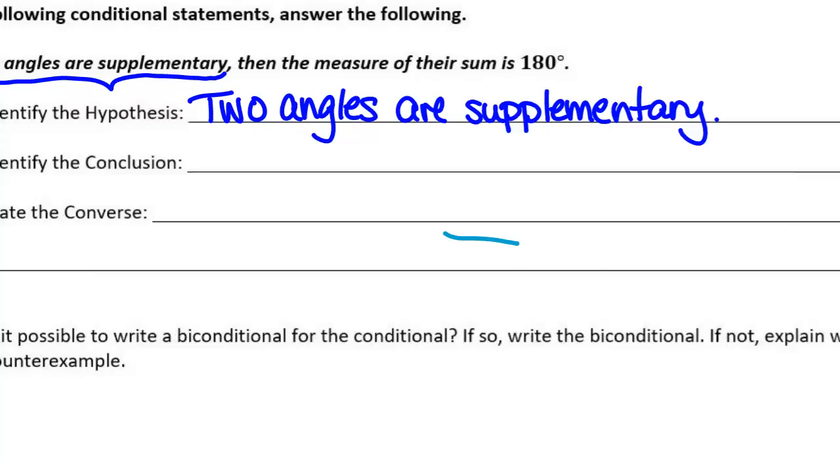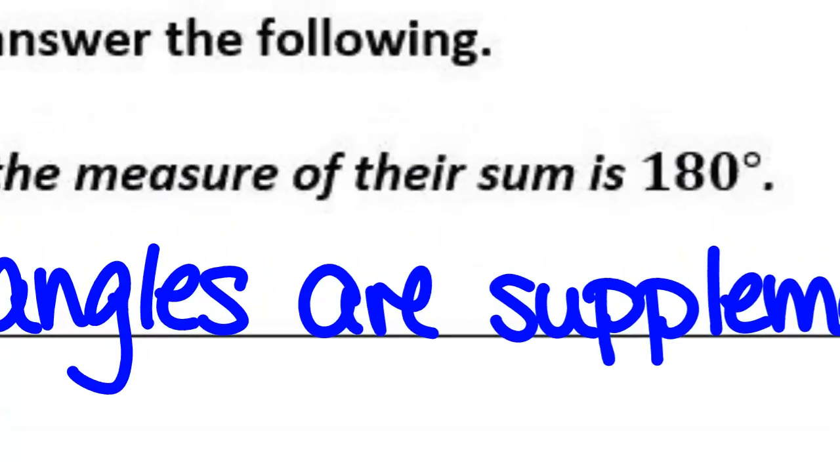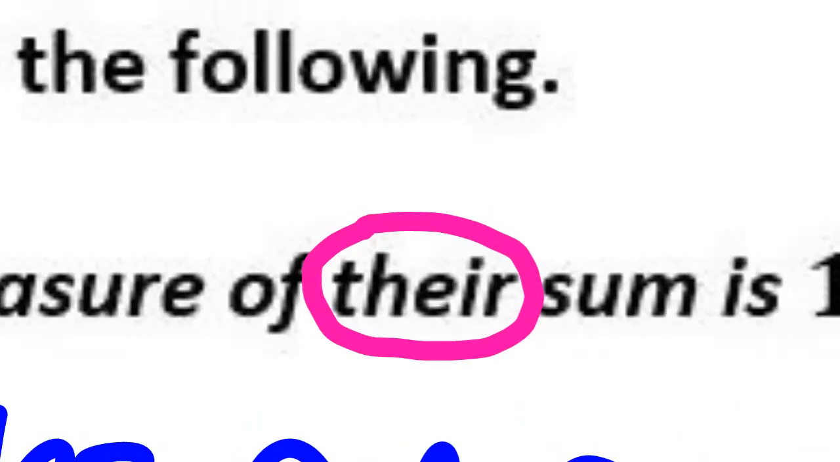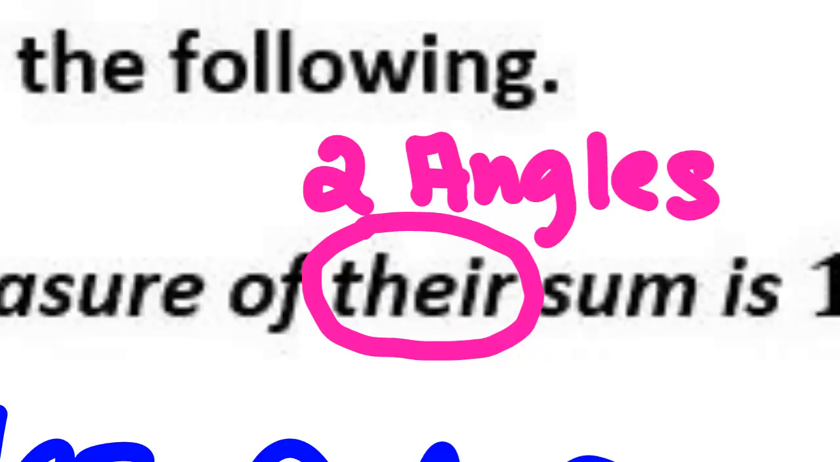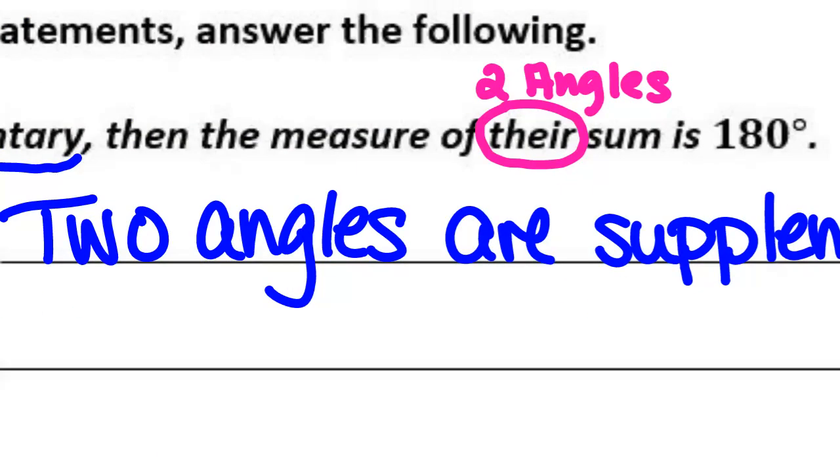The other thing that I have to watch out for with the conclusion is we don't want any pronouns here. Are there any pronouns in the conclusion? Yep. What is the pronoun? What'd you say? Then is not a pronoun. There. What do they mean by there? How many angles? 2 angles. I'm not going to write there. I'm going to write 2 angles.